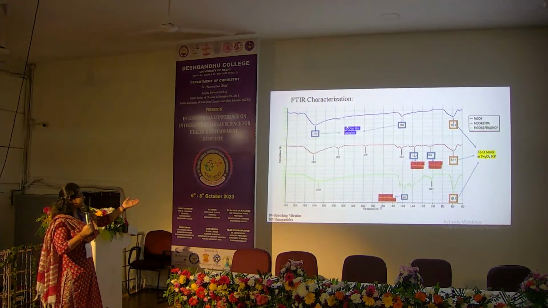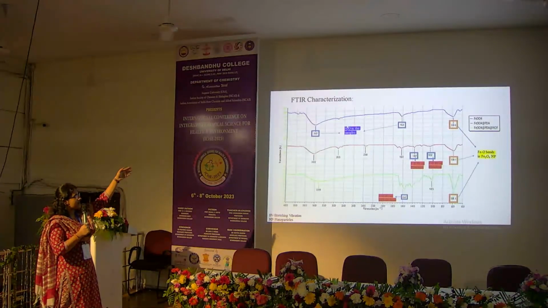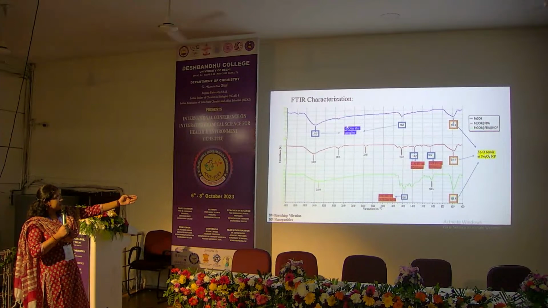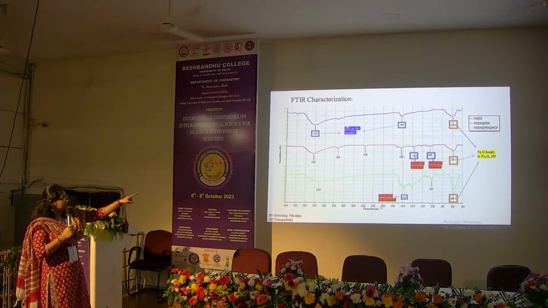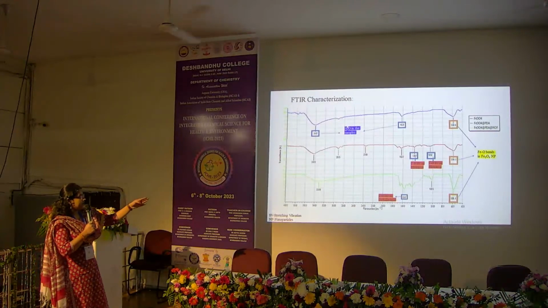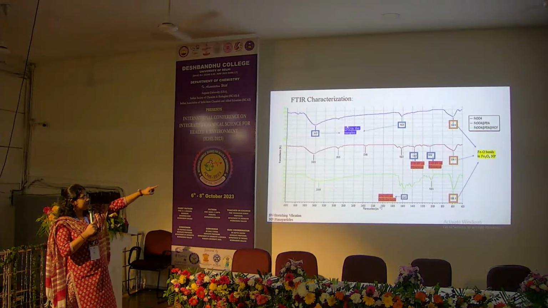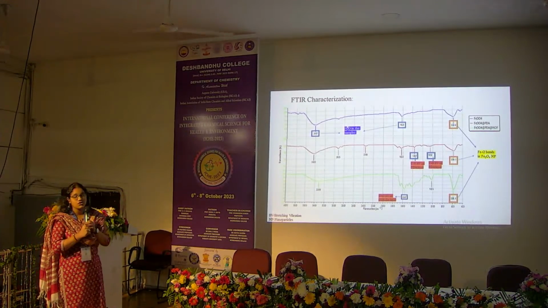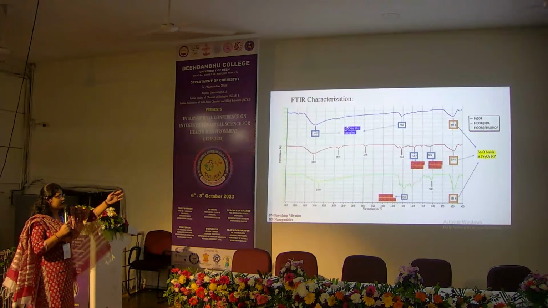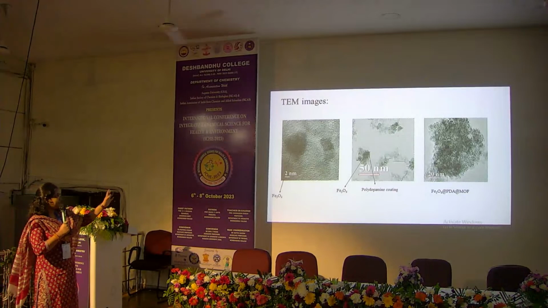Here in FTIR, these two peaks, 3407 and 1625 in iron oxide, are because of H2O. This C-N bond is of polydopamine, and the C-O bond is also of polydopamine. This 584, 583 shifts to this side because it makes bonds with other organic compounds, that is polydopamine and curcumin. So these are my TEM images.